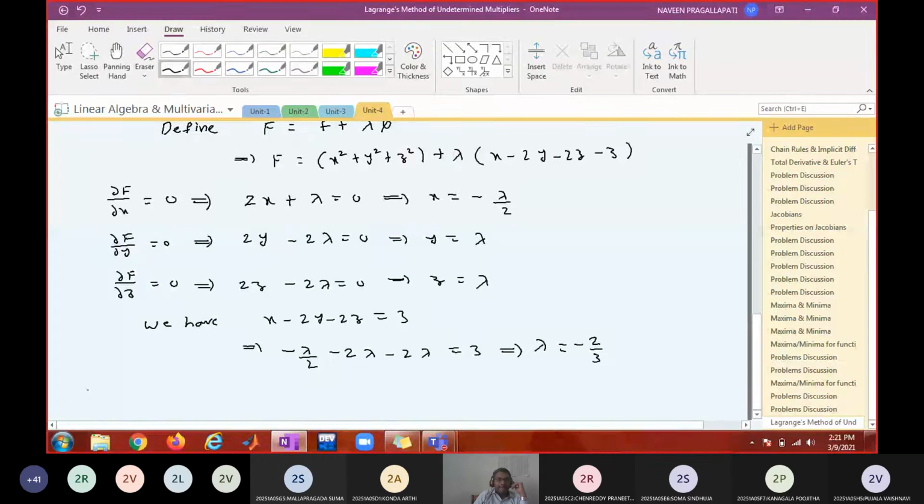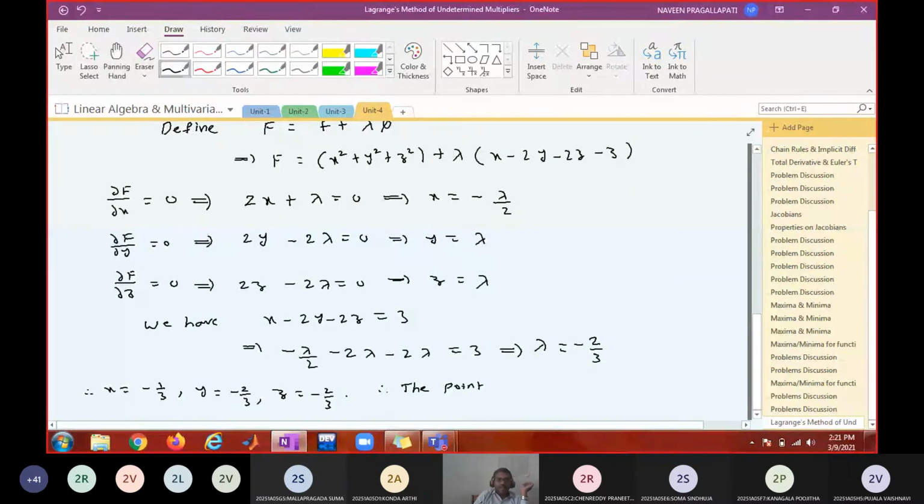Therefore, what is x? Minus 1 by 3. What is y? Minus 2 by 3. And z equal to minus 2 by 3. Though it is a stationary point, I will be considering it as an extreme point, such that the function is having minimum.